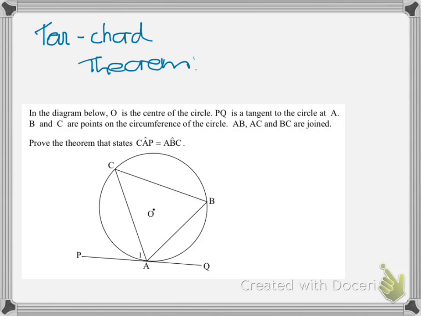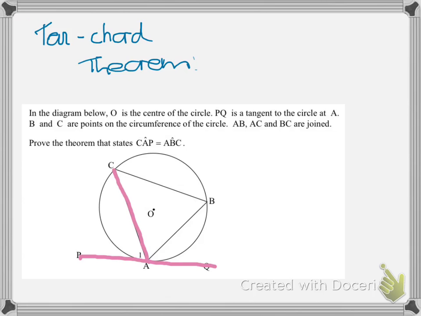We're going to be looking at the proof of the tan-chord theorem today, but let's just quickly have a recap. What does the tan-chord theorem say? It says that the angle between the tangent, which in this case is PQ, and a chord. We can choose the chords that join to that tangent, either AC or AB. I'm going to look at AC for the moment.